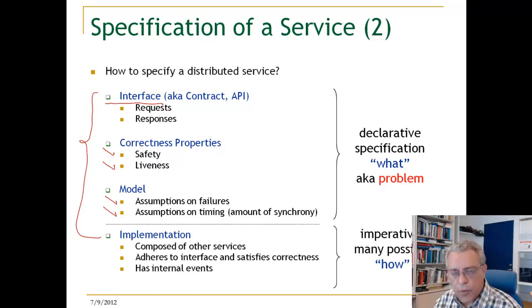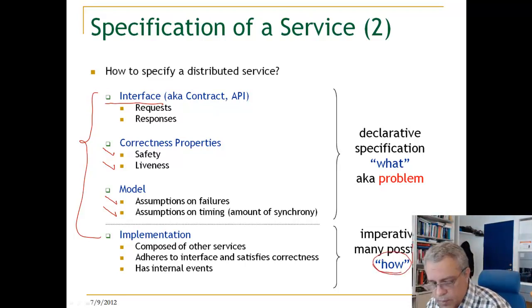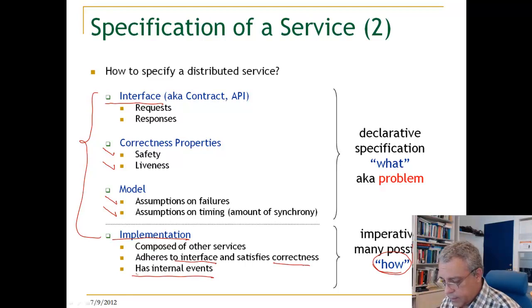In addition, we are going to have an imperative implementation of that service. And this tells us how to implement the service. The implementation will be composed of components that use other components, so it's composed of other services, and it will adhere to the interface and satisfy the correctness properties above. And of course, to satisfy the correctness property, we have to prove somehow, formally or informally, that it does, or test it. Okay, and of course, the implementation will have internal events.